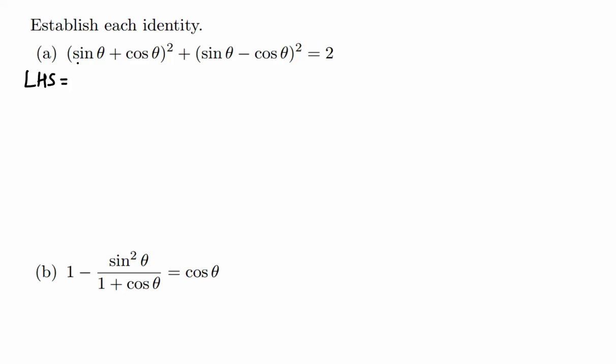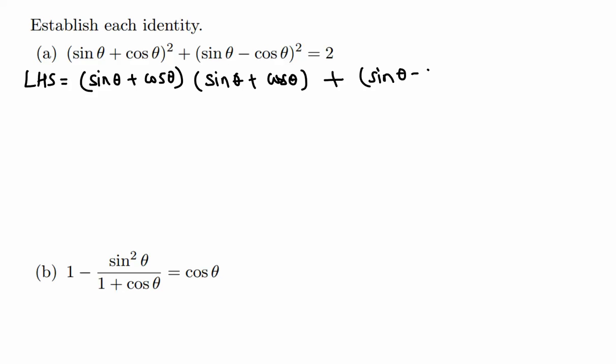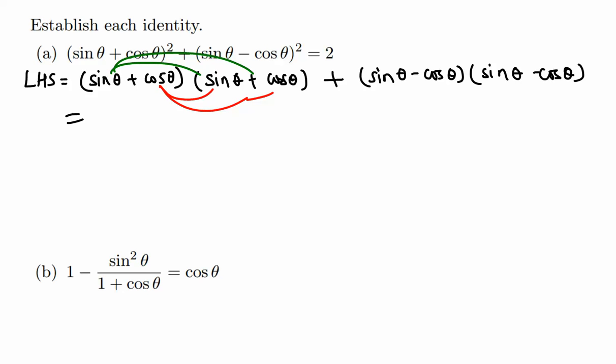No, we need to multiply, or FOIL, sine theta plus cosine theta by itself. Square means sine theta plus cosine theta times itself, plus the same thing here, sine theta minus cosine theta times sine theta minus cosine theta. Let's multiply, pretty much FOILing: sine times sine, sine times cosine, then cosine times sine, cosine times cosine.